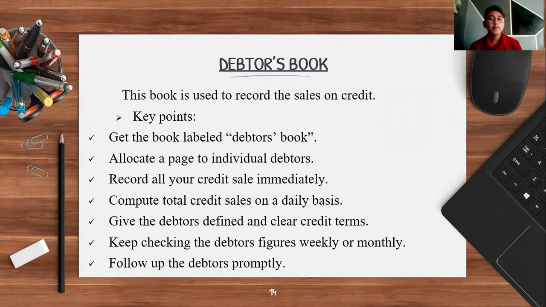So the key points. Get a book labeled as debtor book. So if you will make a book, please label it as a debtor book. Okay, so allocate a page to individual debtors. Record all your credit sales immediately. So every time na may magbaborrow ng money sa'yo or may nag-credit or may kumuha ng product or service, make sure po na i-record agad yung kinuha nila. Okay? So after that, you compute the credit sales on a daily basis.